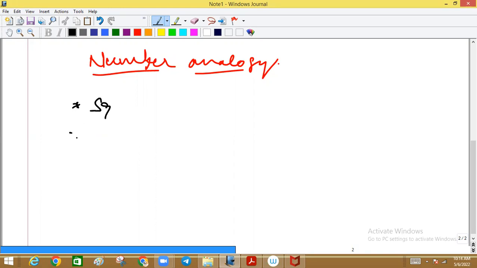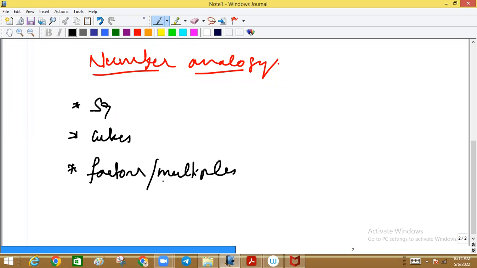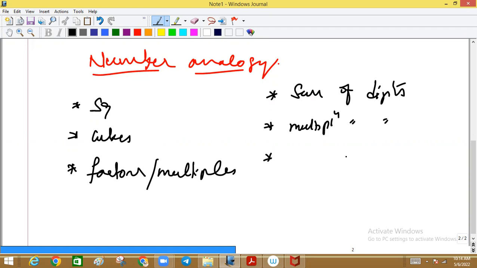Squares, values near the squares, then followed by cubes, values near the cubes, then followed by factors or multiples, then followed by sum of digits or even multiplication of digits, then followed by combinations. Not only combinations, even simple addition. Sometimes the questions will be just addition, sometimes subtraction, sometimes only multiplication is followed, sometimes only divisions. Simple divisions can be seen.